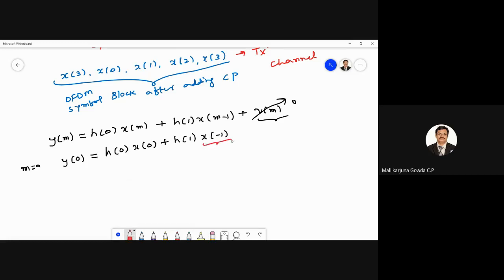See, x of minus 1 I got now here. With respect to whatever I have written, the symbol transmitted over the channel. Here, what is x of minus 1? x of 3. See, this is my x of minus 1, right? Because this is x of 0. So I can replace x of minus 1 by x of 3. So I can write h of 0 into x of 0 plus h of 1 into x of 3. Is this fine?